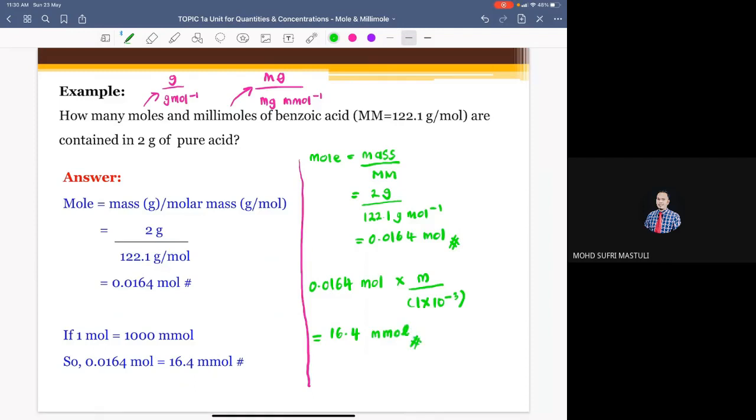Okay. You can also use the relationship that 1 mole is equivalent to 1000 millimole. But I don't want to use this relationship, because I want you to understand that milli is equivalent to 10 to the power of minus 3. So you can obtain the same answer.